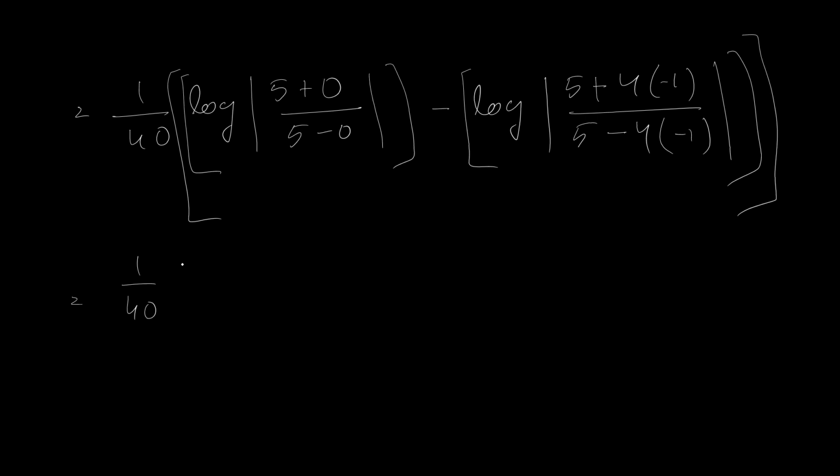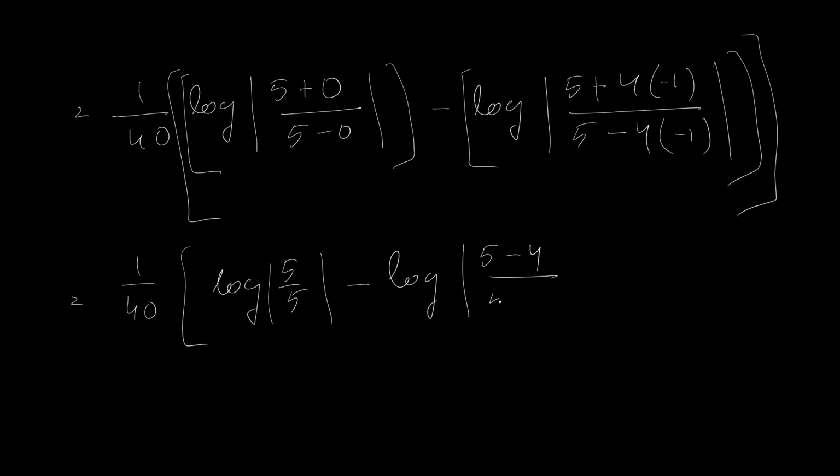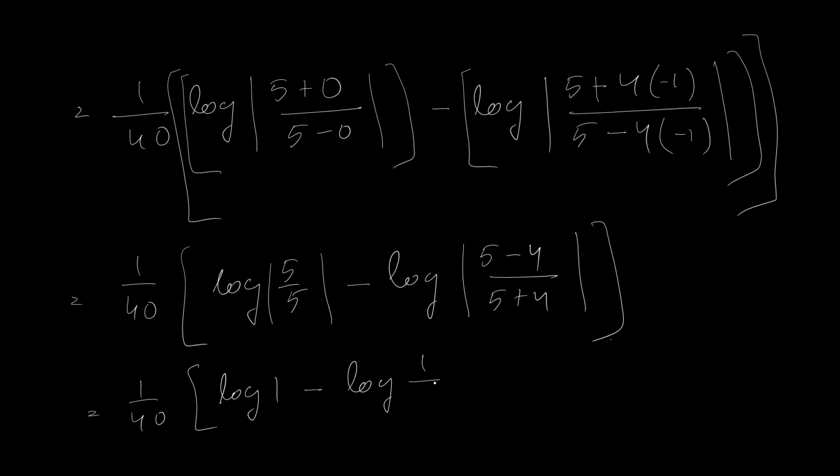So this is 1 by 40, log 5 by 5, minus log of 5 plus 4 by 5 minus 4, which is 1 by 40 times log 1 minus log 1 by 9. These are all positive, so no need to give modulus here.